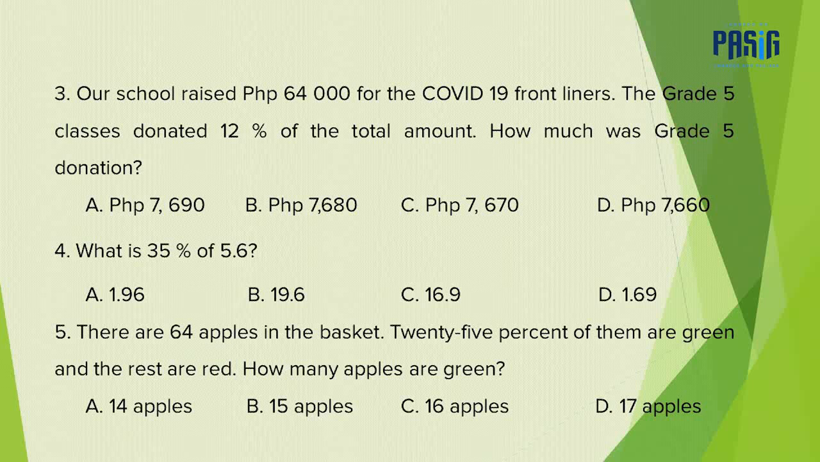The last one, number 5. There are 64 apples in the basket. 25% of them are green, and the rest are red. How many apples are green? A. 14 apples, B. 15 apples, C. 16 apples, or D. 17 apples.